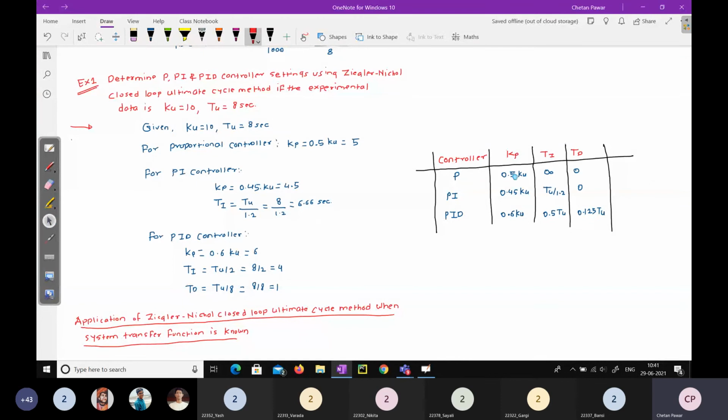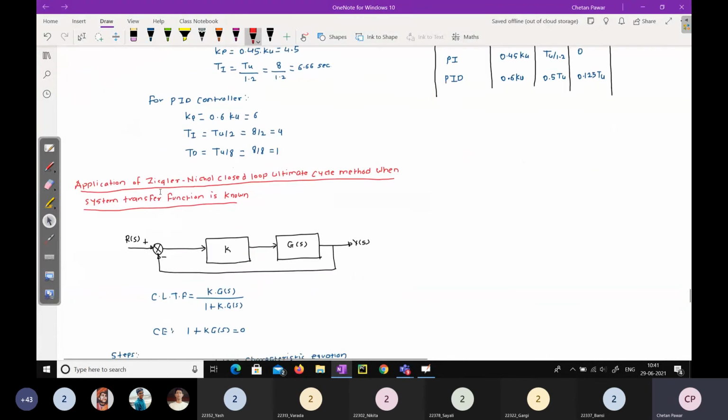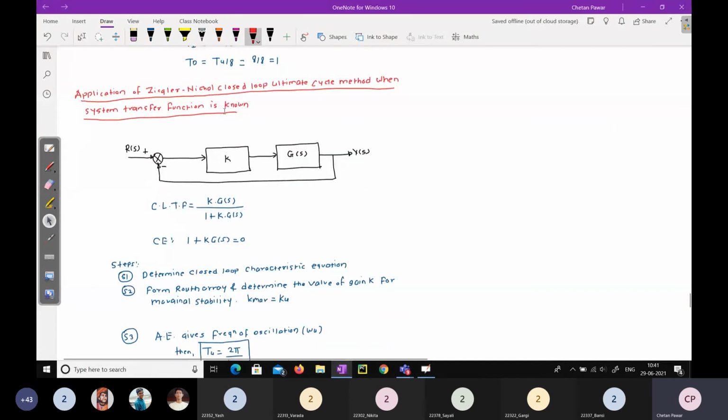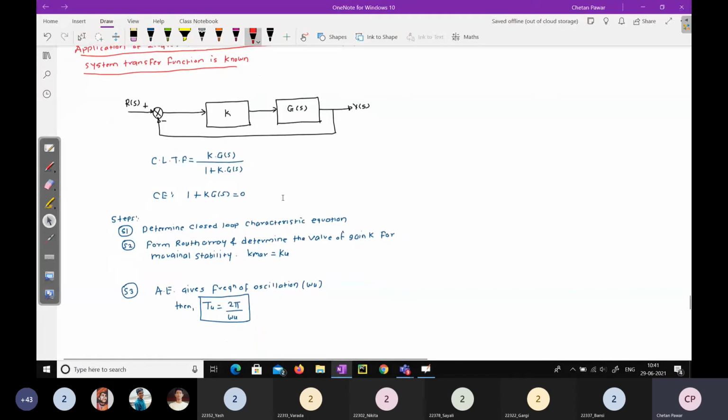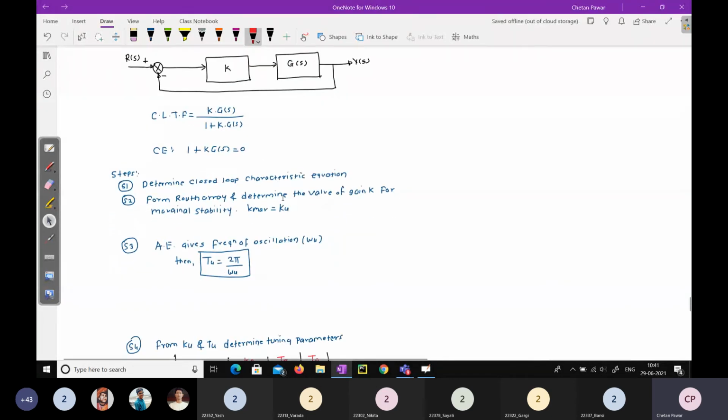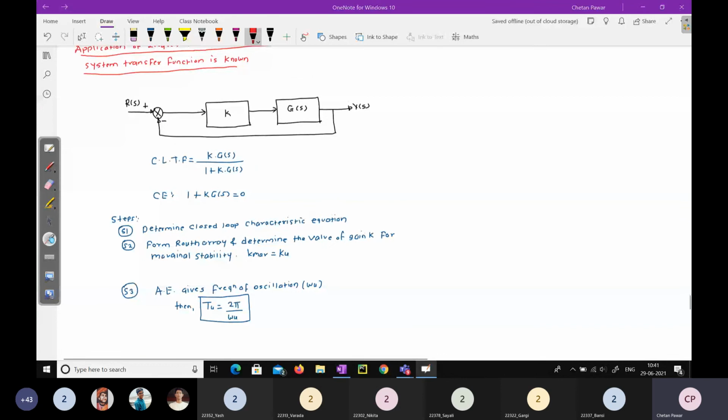Okay. Now what is the application of this Ziegler-Nichols closed loop ultimate cycle method when the system transfer function is known? So now you know the system transfer function. Okay, you don't have the values of TU and KU, so you will not be able to determine the PID parameters. So in that case, what will you do?